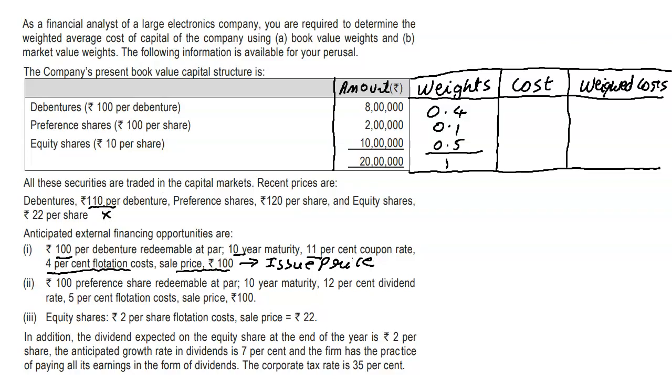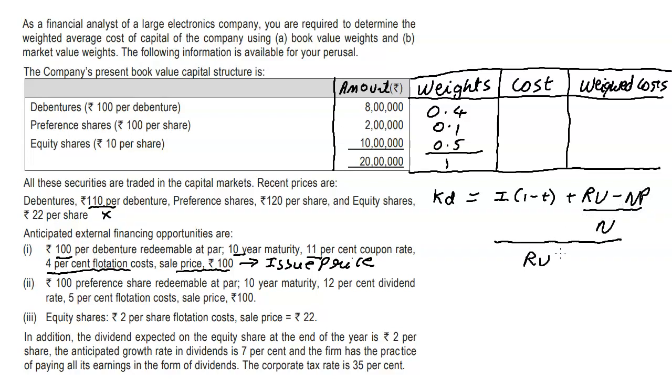Now, going forward, we need to calculate KD. If you remember the formula for cost of debt for redeemable debentures. How do I know it's redeemable? Because they are saying that the maturity is of 10 years. If no maturity period was mentioned, then you could have used the irredeemable debentures formula. KD is equal to I, open bracket, 1 minus T, plus RV minus NP upon N, the whole thing upon RV plus NP upon 2.